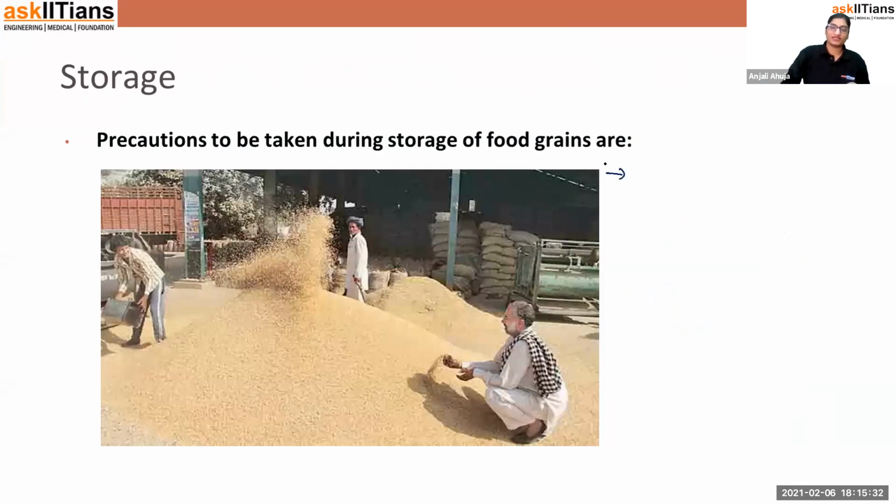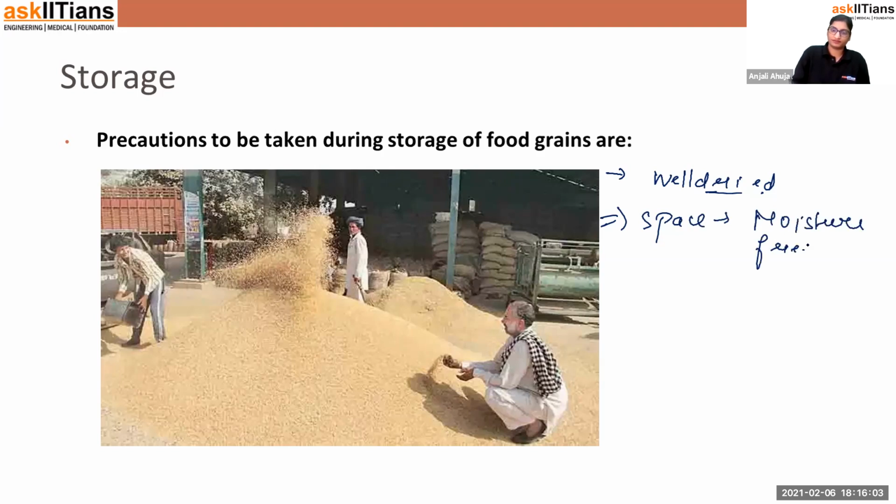So basically, first, well-dried seed should be stored, because there's a thing which is known as viability. Viability means able to grow. The viability of the seed is going to be hampered because of the moisture and the water vapor in it. So wherever we are storing, that space should be moisture free and well dried. And there should be a particular temperature itself.